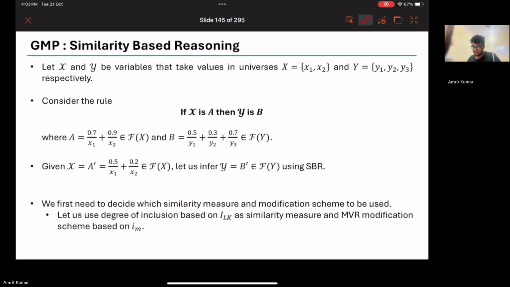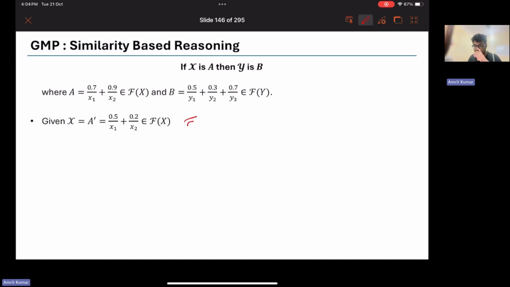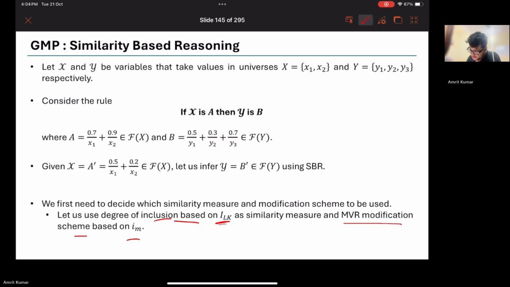Okay, now let us use something else as our similarity measure. Suppose I use the Lukasiewicz implication-based inclusion measure and MVR modification scheme based on I M. So instead of using the product operation, I'll use the minimum operation and solve the exact same problem. Okay. So what will be the inclusion degree of A dash in A based on Lukasiewicz T-norm?